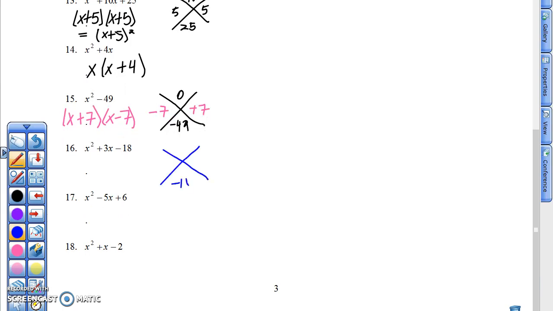Factors of negative 18 that sum up to 3. Well, since this is negative, I know one of my numbers is going to be negative. One of them is going to be positive. I'm going to need to get 3 from factors of 18. Well, 9 and 2, the difference there is 7, so that doesn't work. So 6 and 3. Since I want a positive, the 6 has to be the positive number. And I would have x minus 3 times x plus 6.